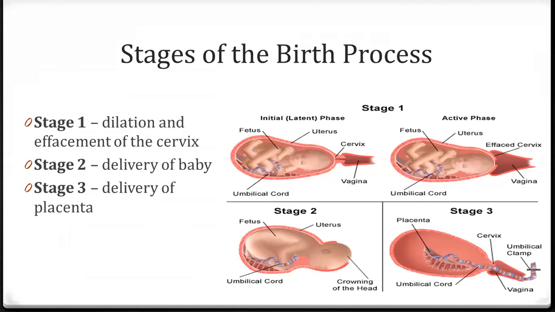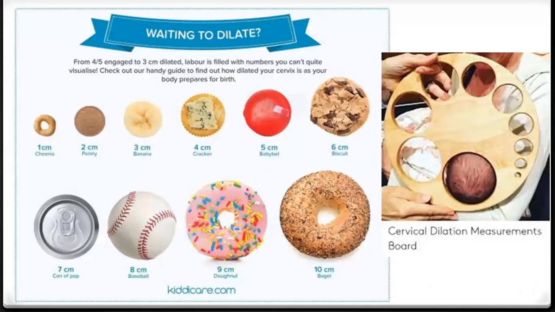Okay, so the birthing process. Stage 1, you have dilation and effacement of the cervix. Stage 2, delivery of the baby. And then stage 3, delivery of the placenta. You have to get rid of basically all that stuff, or the mom can get sick. This is just a picture of the different stages of dilation. You have to get to 10 centimeters before you can push the baby, and that's about the size of a bagel.